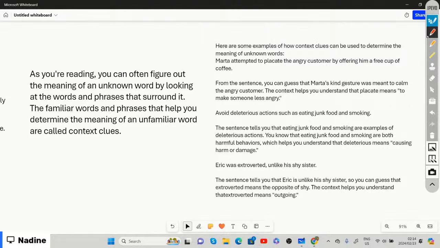And remember, as you're reading, you can often figure out the meaning of an unknown word by just looking at the words or phrases that surround it. It's the same as, let's say, the sentence where the lady said that she wants her passport to be expedited, right? And then she specifically said because she wants a passport before her trip. So of course, that previous sentence where the lady said that she needs it before her trip already gave us an idea that she wants him to speed up the process.